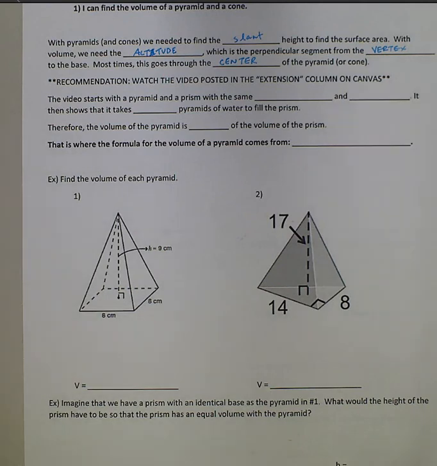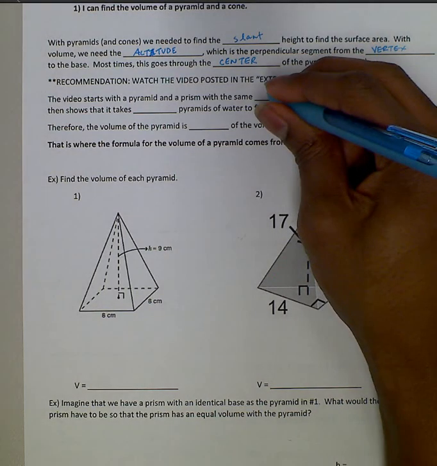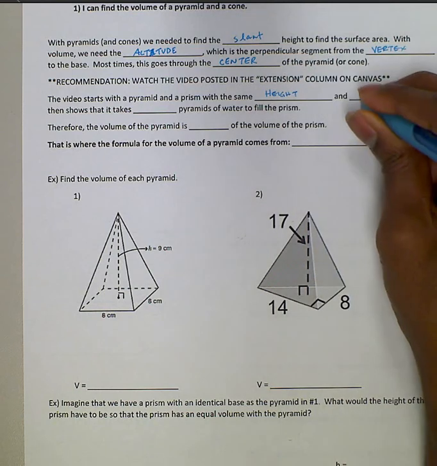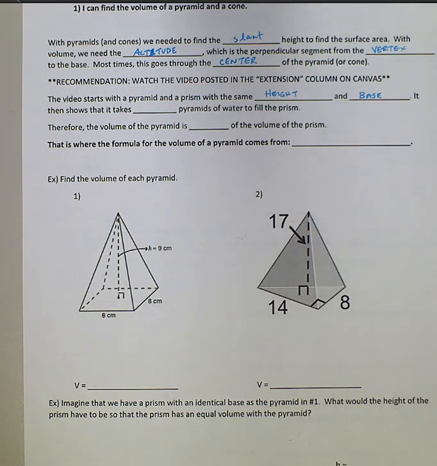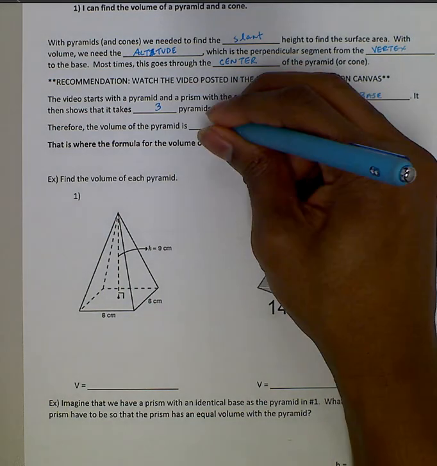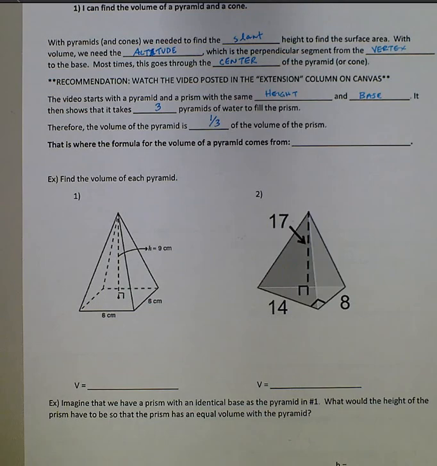Okay, so the video starts with a pyramid and a prism with the same height and same base. Okay, it then shows that it takes 3 pyramids of water to fill the prism. Okay, therefore the volume of a pyramid is 1/3 the volume of the prism. That is where the formula for the volume of a pyramid comes from.